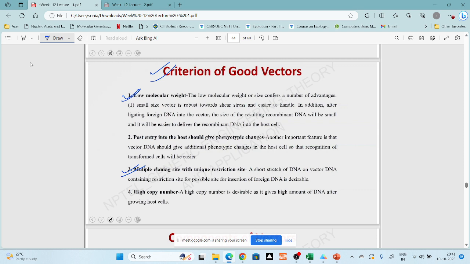What is the meaning of multiple cloning sites? So nowadays when you get a vector, what kind of vectors are there nowadays?